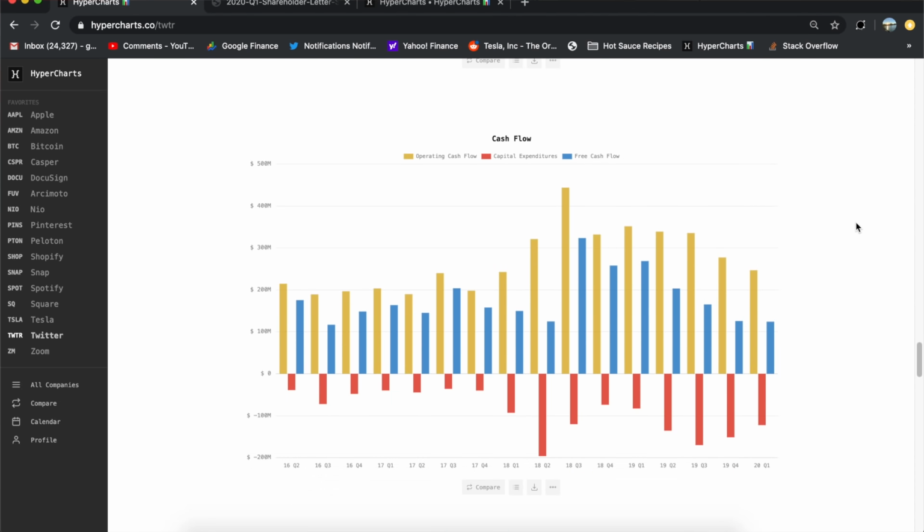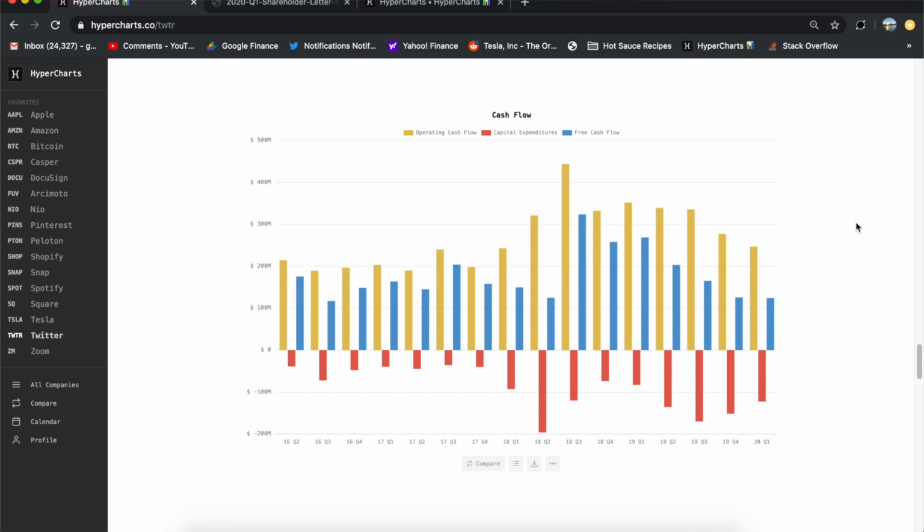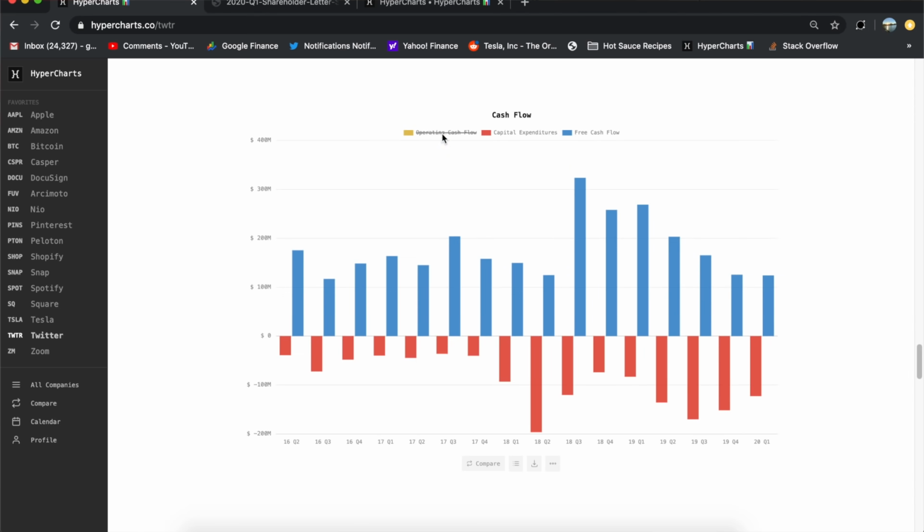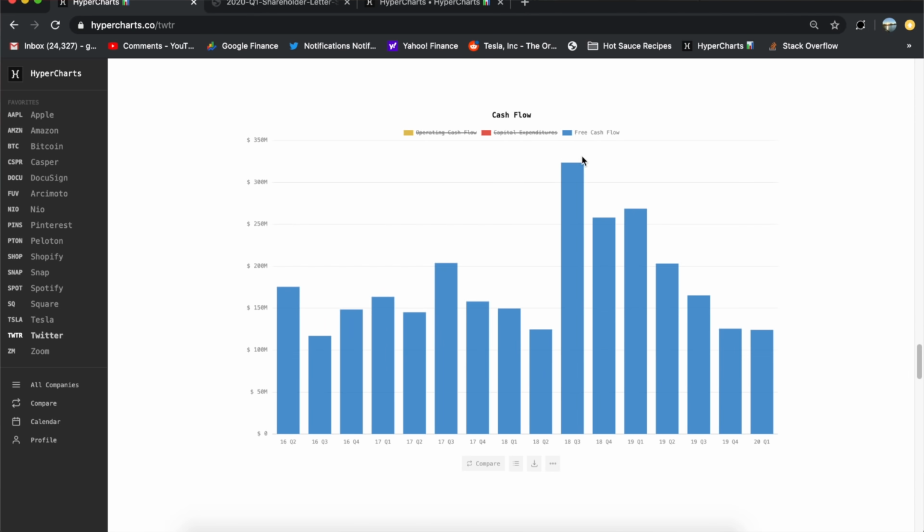Let's look at the cash flow at Twitter, scrolling down here. This is a chart I love to see how much cash the business is actually producing. So as you can see, operating cash flow from the business, and then we have expenses. That gets us to the free cash flow. How much is the actual core business pumping out each quarter? Twitter's pumping out 124 million.